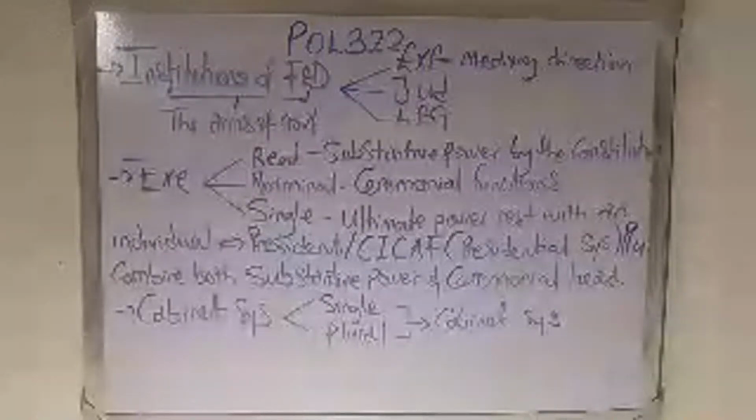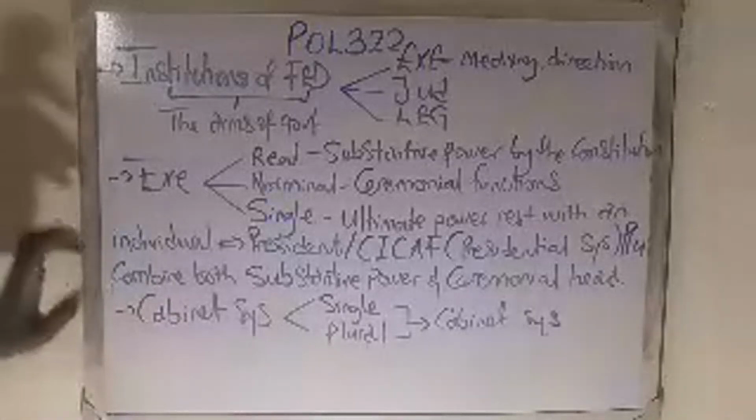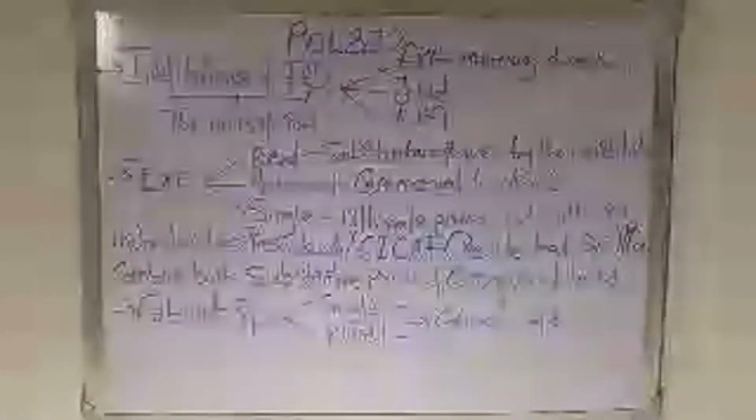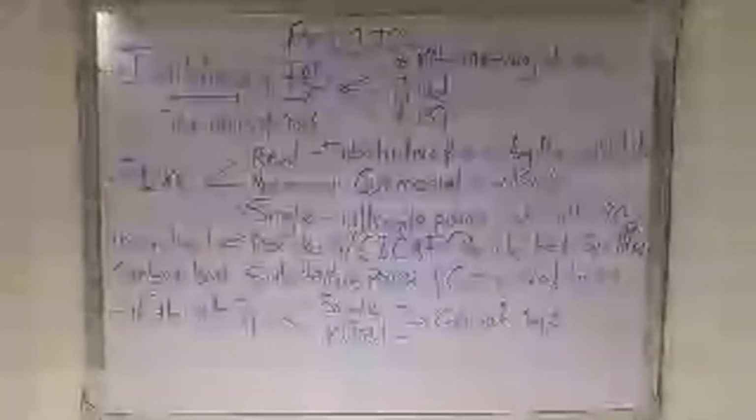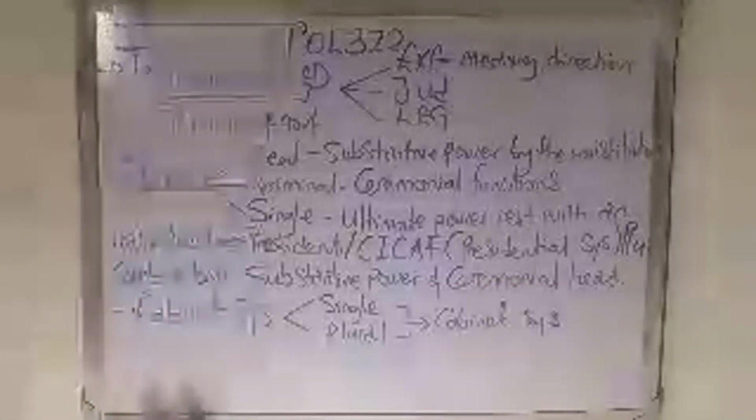Now we also have the cabinet system. For the cabinet system, it's a combination of the plural and the single. Here we separated it. Here we have either an individual or two individuals, one being the ceremonial head and one being the administrative head. But as far as the cabinet system is concerned, it's the combination of both.